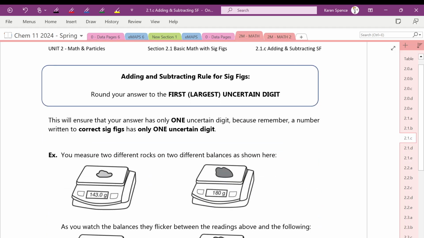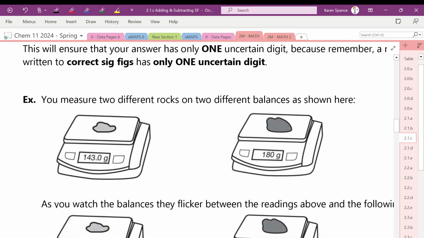Okay, here are some rocks. I have 2 different rocks on 2 different balances.